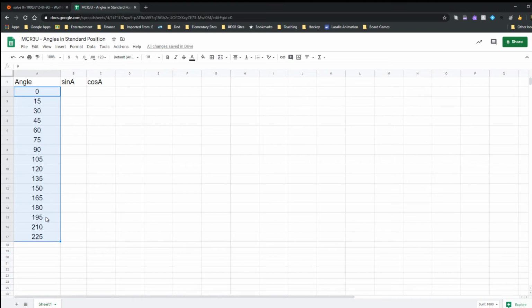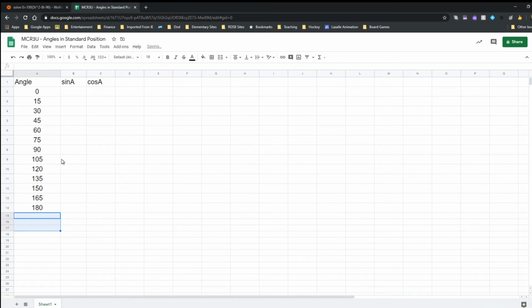It has now automatically filled in all of the angles going up by 15, past where I needed to go, because I had to finish at 180, so I'm just going to delete those. Okay.